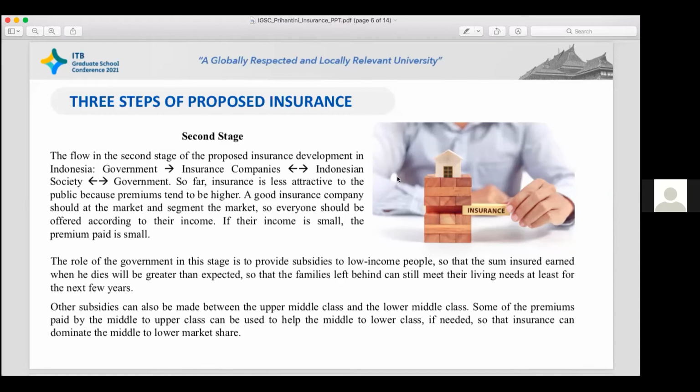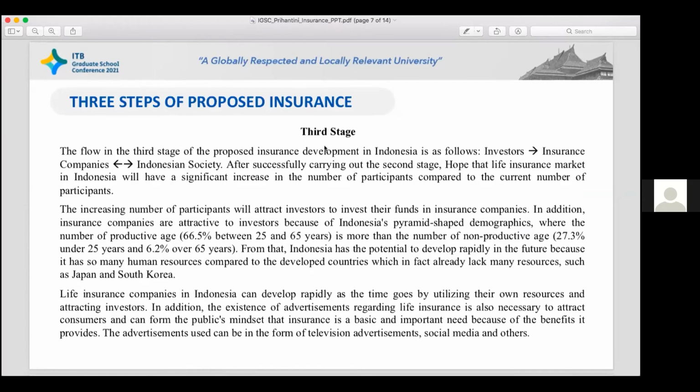The last stage, the third stage, is the flow in the third stage of life insurance developed in Indonesia. First from investors, and then move to insurance companies and back to Indonesian society too. After successfully carrying out the second stage, the life insurance market in Indonesia will have a significant increase in the number of participants compared to the current number of participants. The increasing number of participants encourages investors to invest their funds in insurance companies.